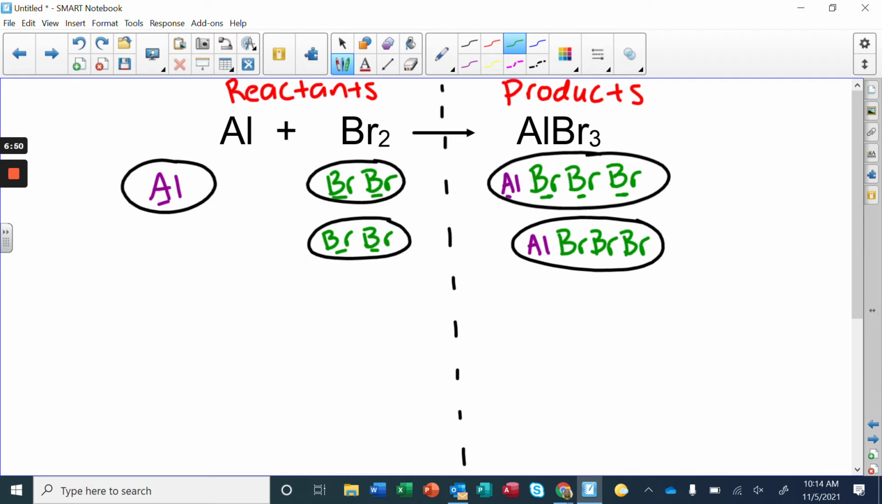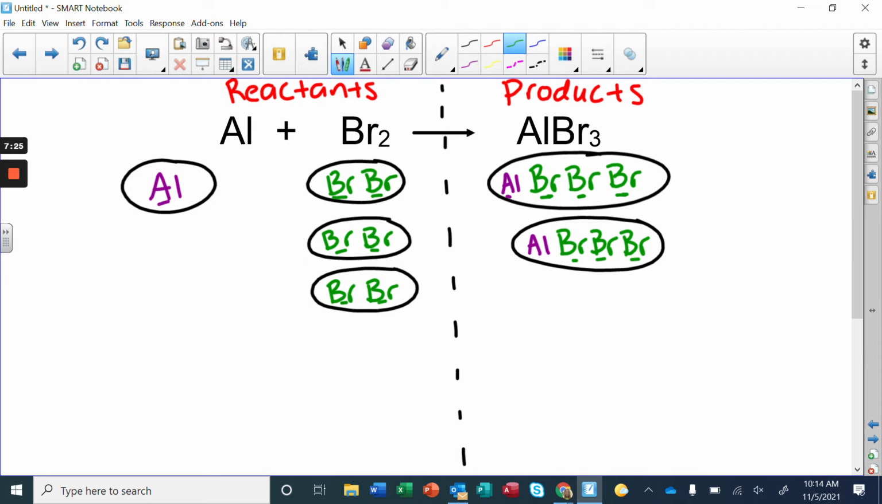Again, go back and count my bromines. I have 1, 2, 3, 4 on the reactant side, 1, 2, 3, 4, 5, 6 on the product side. They're still not balanced. I still have less on the reactant side, so I need to add another bubble on the reactant side. We put BR, BR. And again, I count 1, 2, 3, 4, 5, 6 BRs on the reactant side, 1, 2, 3, 4, 5, 6 BRs on the product side. So those guys are equal.